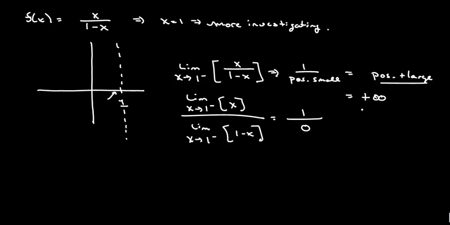Now this means that the limit does not exist because it doesn't approach an actual number. However, the behavior of the graph is defined by this, and so that means that towards this line, we must be headed up, like that.